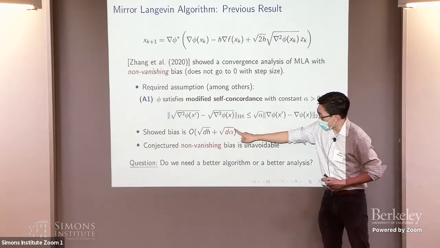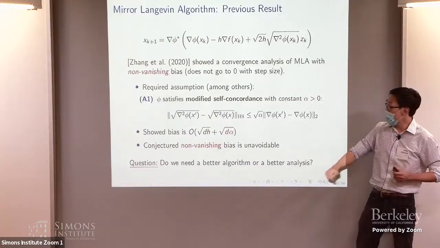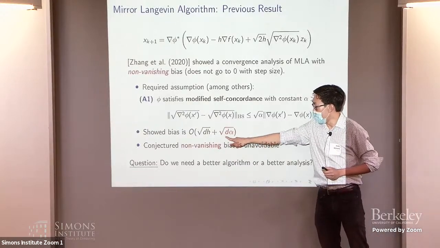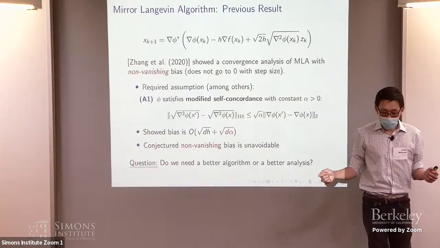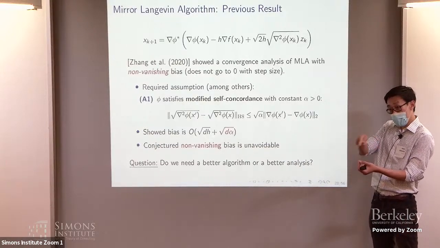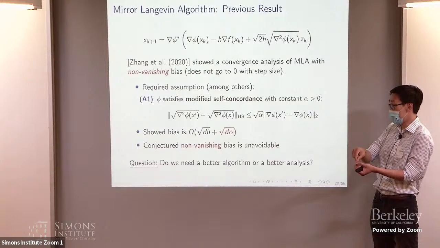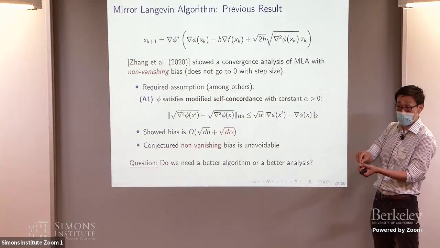But there is no step size in that term, so as you scale the step size to zero, you still get this term. What this means is that the iterates of the algorithm converge to a ball around the minimizer, but we're not sure yet if it actually converges to the solution, to e to the minus f.